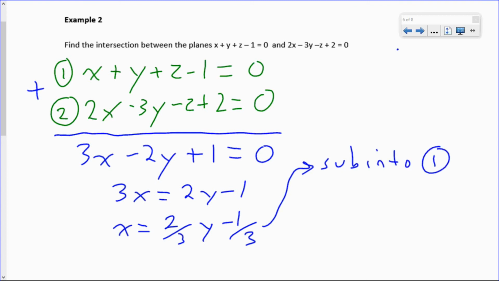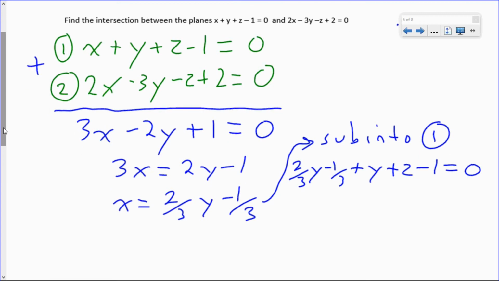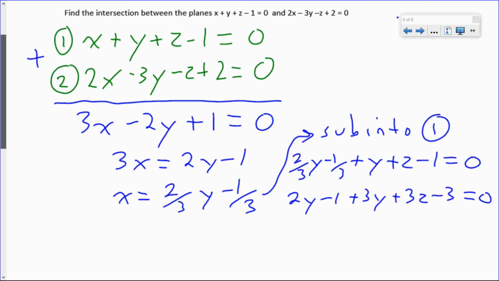When I do that, I get 2/3 y minus 1/3 plus y plus z minus 1 equals 0. Now, if you don't like the fractions in that equation, just multiply everything by 3, and you get 2y take away 1 plus 3y plus 3z minus 3 equals 0. Now, what do I do next? Do I solve for y or do I solve for z?